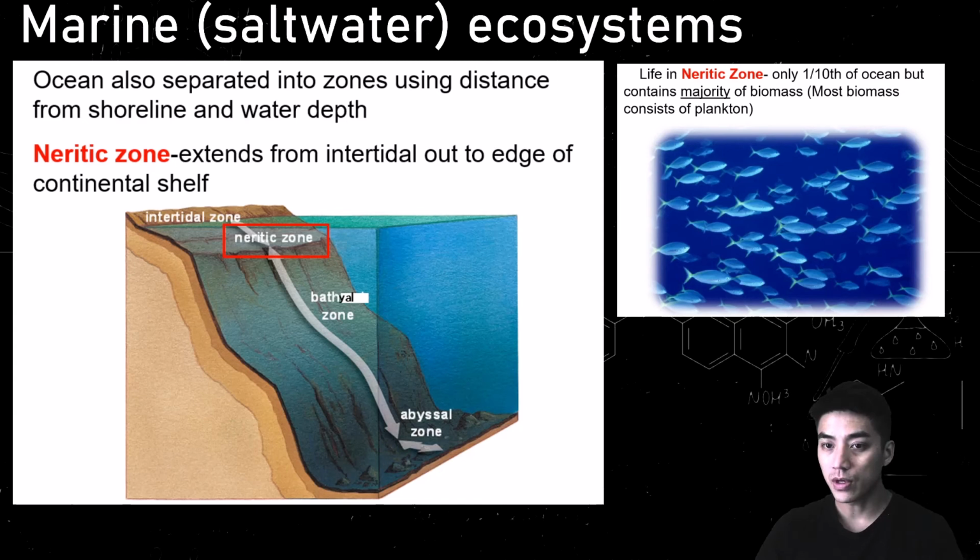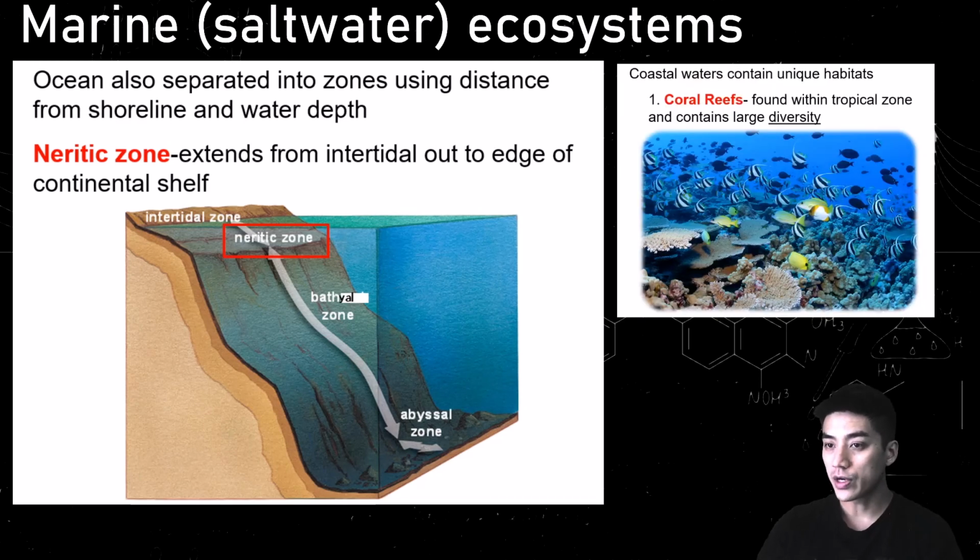So the most important one that we want to look at is probably the Neritic zone, which extends from the intertidal out to the edge of the continental shelf. So you have like your beach, and then you go out to a certain depth, and you have your open ocean, and it goes all the way down to the continental shelf. So that's what the Neritic zone is, and there is life in the Neritic zone. It's only 1/10 of the ocean, but it contains most of the biomass. So most of the biomass is really just plankton, which are tiny little critters that fish can feed on.